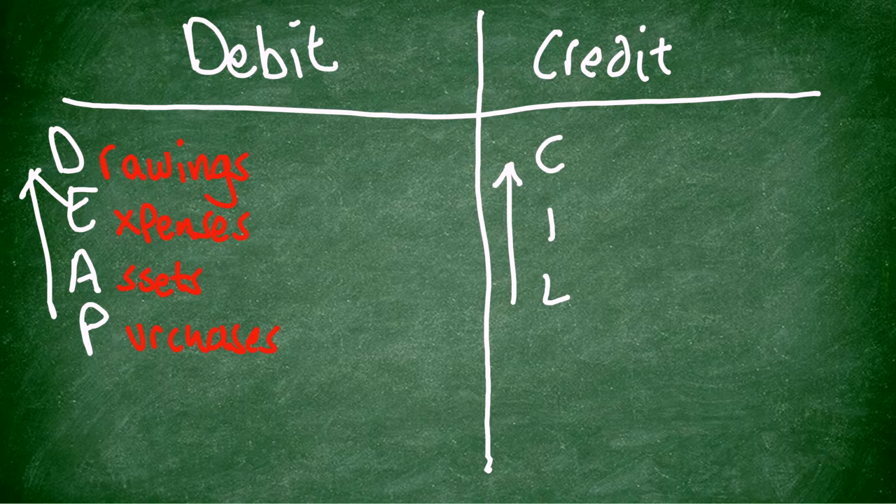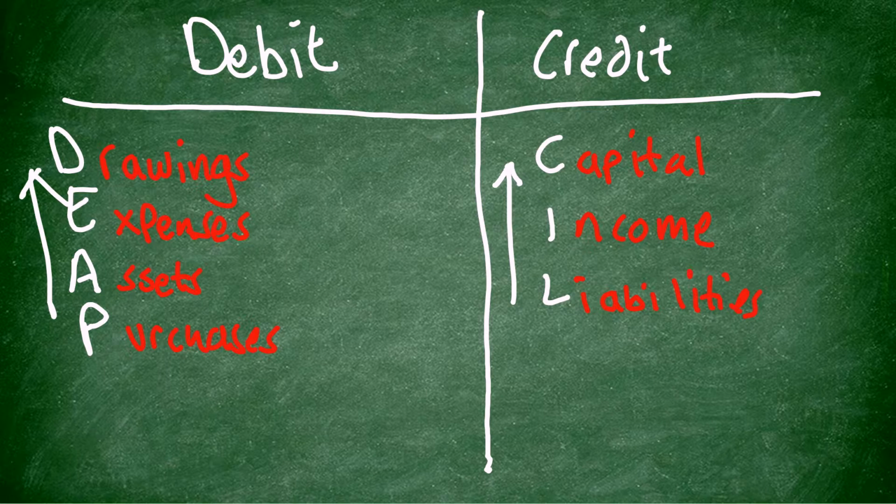In terms of the SIL, the C represents the capital. That's the money that you've invested into the business. Income, which is your sales and any other additional income you might get. And also L is for liabilities. So this is the liabilities that you have in terms of what you actually owe to other people, predominantly your creditors and the bank.